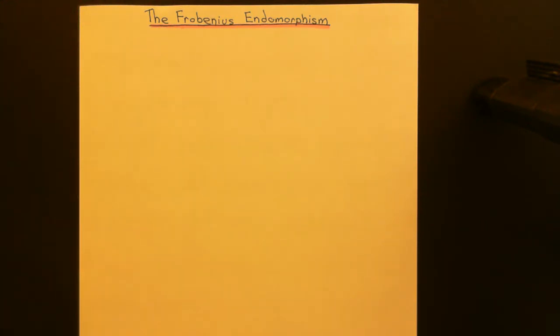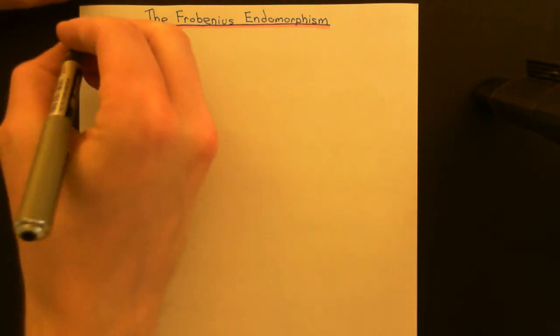Okay, so let me now do the setup, and then I'll show you what the Frobenius endomorphism as a map is actually going to be. So the Frobenius endomorphism is a special type of ring endomorphism that can be applied to commutative rings which have characteristic equal to a prime natural number. So let me write this down.